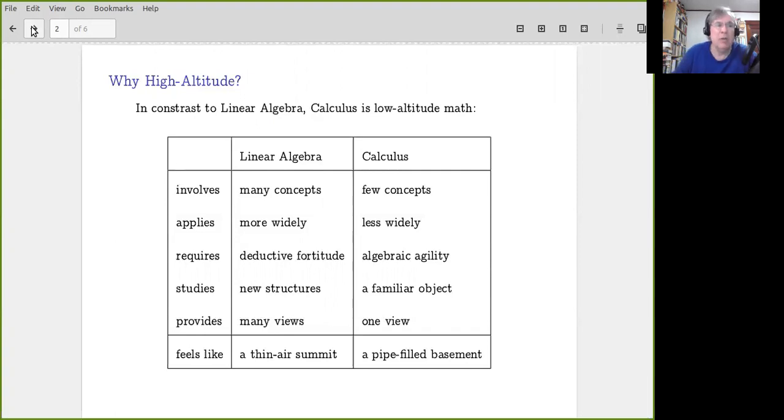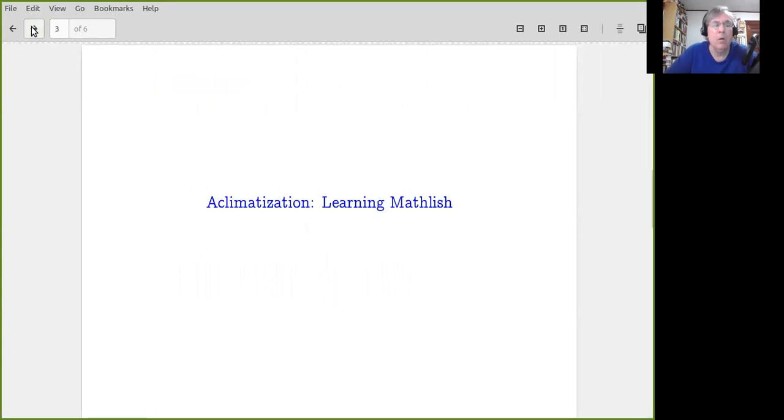How do we deal with this? Well, if you're going to high altitude, you need to acclimatize. You need to spend some time learning things, in this case, learning things that will help you with these tasks. And for linear algebra, the idea is to learn more about the words, the language in which math is written. So let's see what this means.